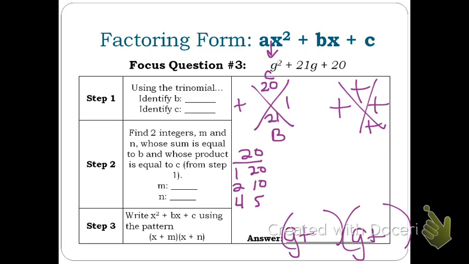I'm expecting positive and positive, so they all stay positive. The only ones that add up to 21 are 1 and 20. So you put 1 and 20. If you already knew or were able to pop it in your head, of course, you don't need to write down all the factors.